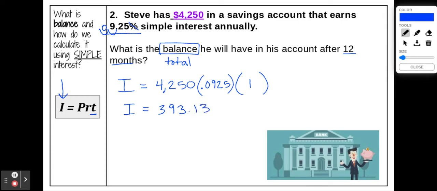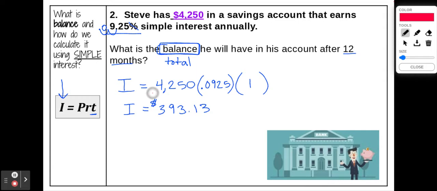This is the interest, put a little dollar sign there, that Steve's going to earn after 1 year, $393 just for keeping his money in that account. Now, this isn't our final answer because remember, we're being asked for the balance. What's the total that Steve is going to have? So what are we going to have to do in order to figure out the total? Yep, you are right. We're going to have to add them together.